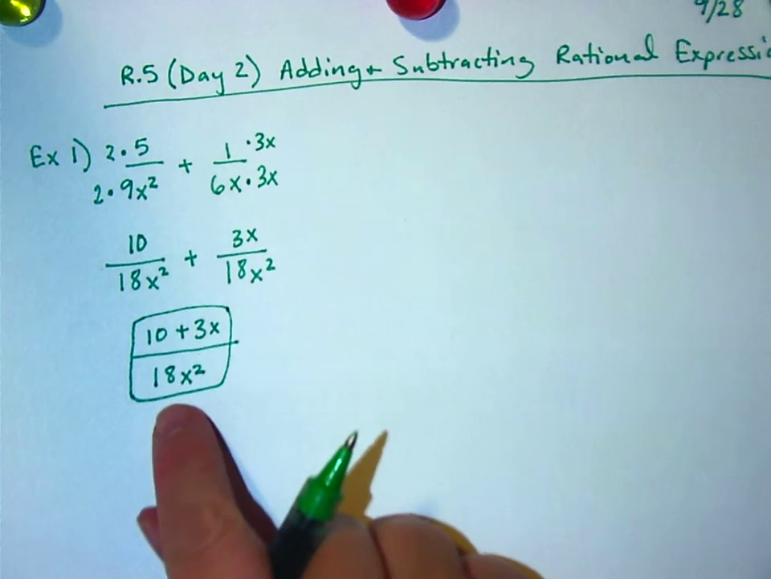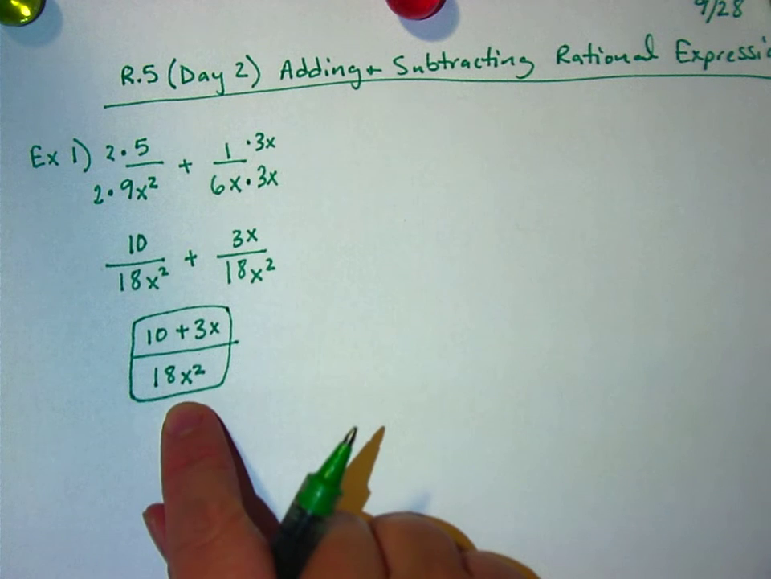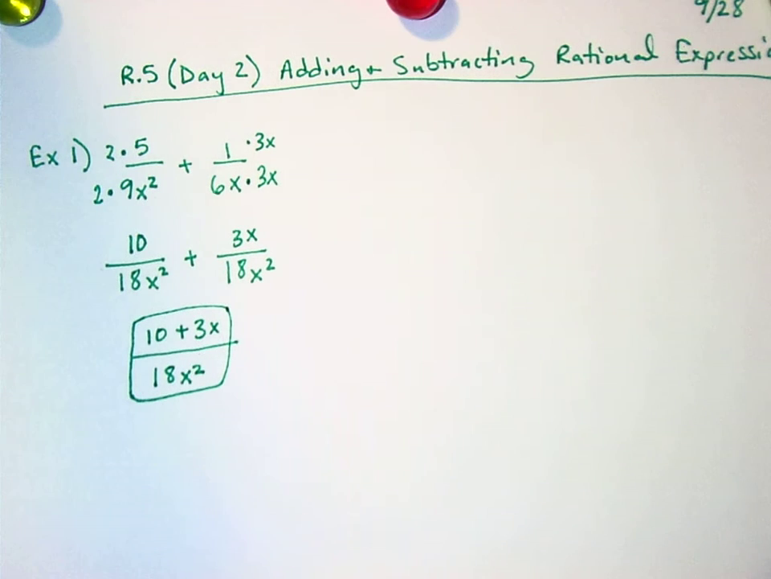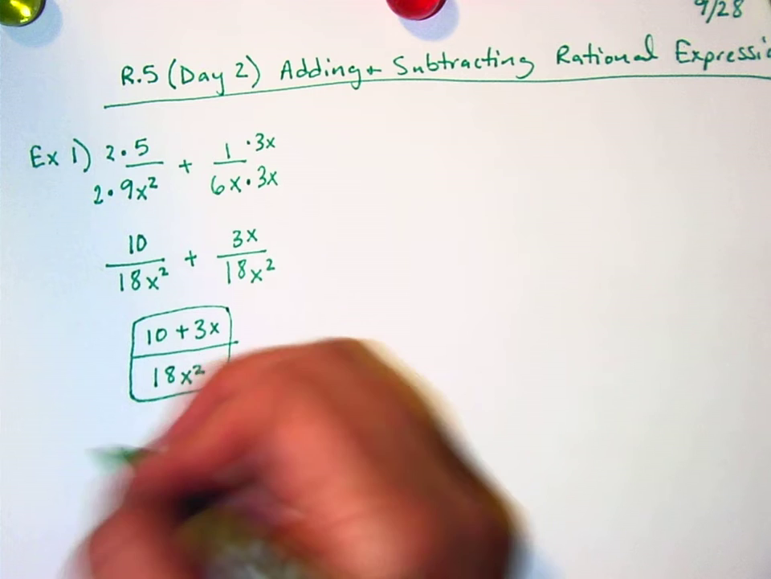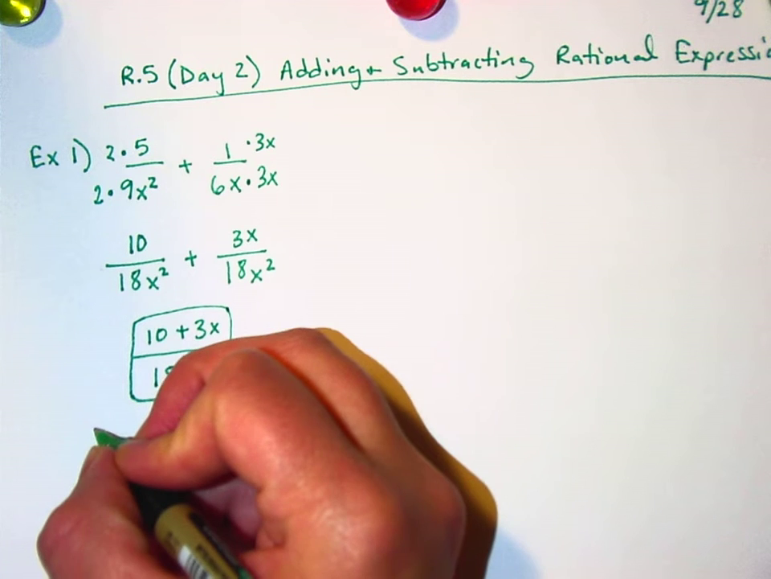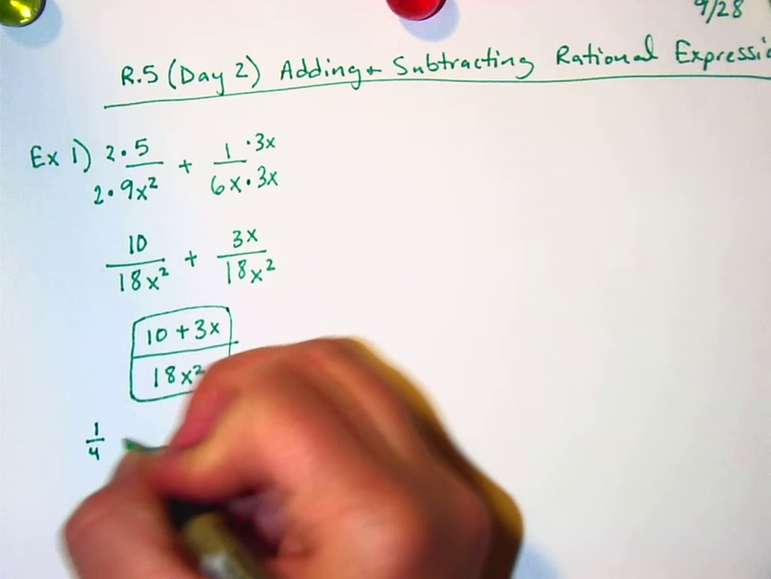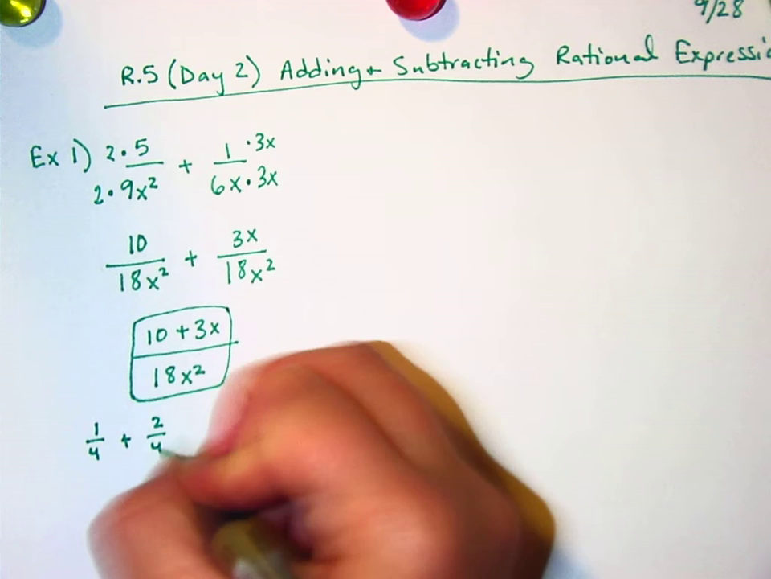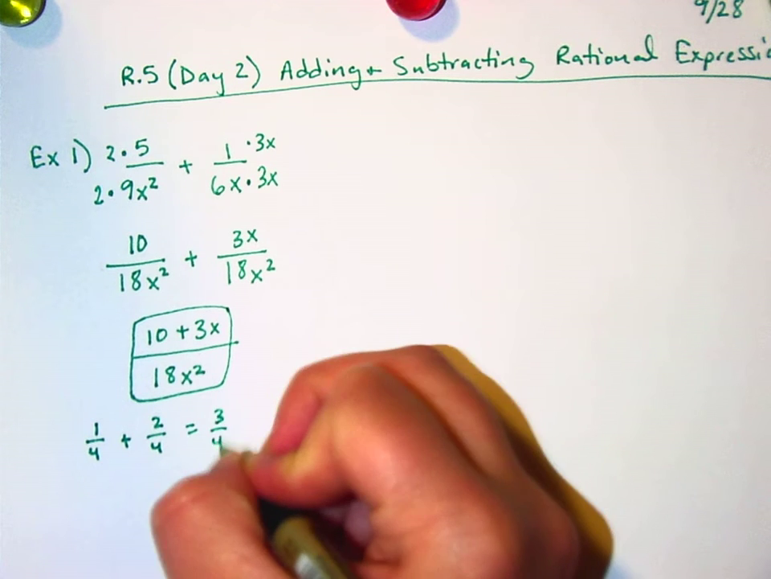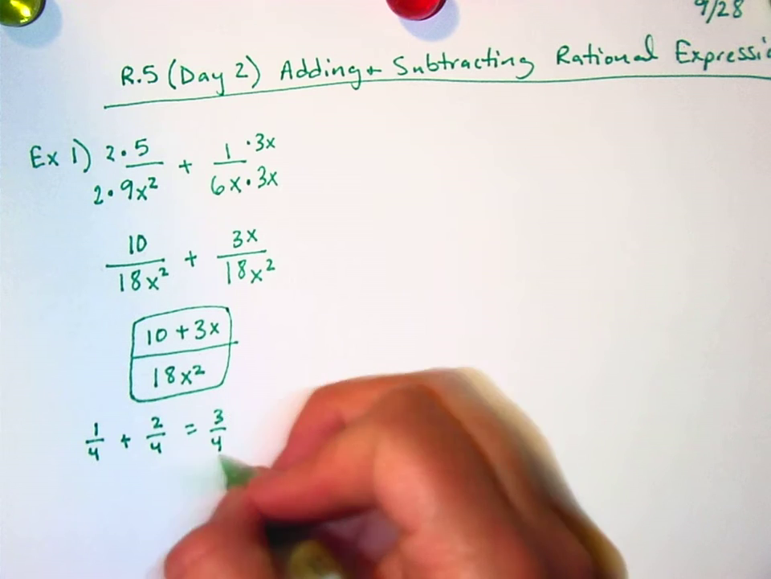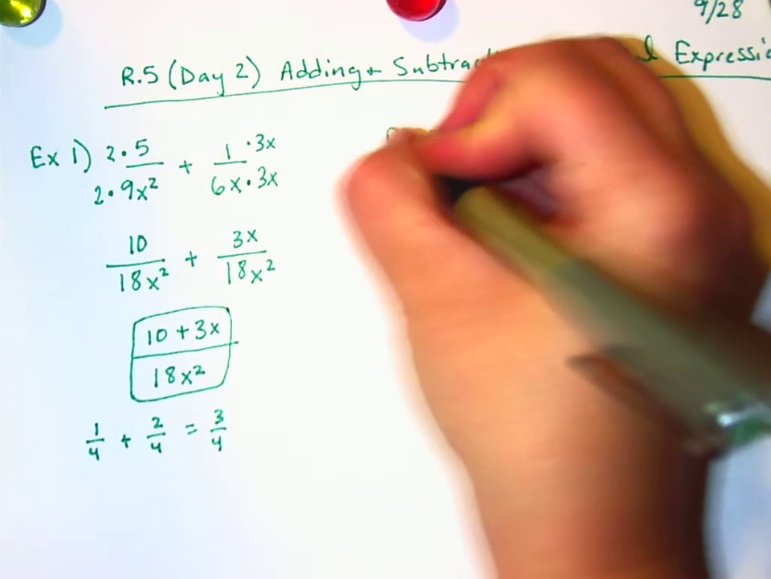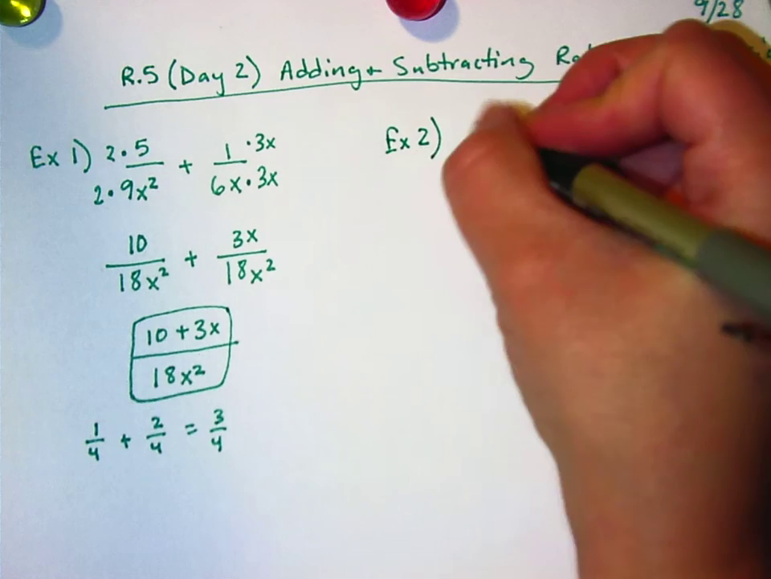I've been asked a lot why there's only just 18x squared on the bottom. Not in this particular circumstance, but in other ones. And why it's not like 2 of those, why you wouldn't take 18 times 18 or something like that. It's just like if you had 1/4 plus 2/4. That would equal 3/4. You wouldn't say it's 8 on the bottom or 16 or anything like that, so that's why. It's just like what you're used to with adding fractions.